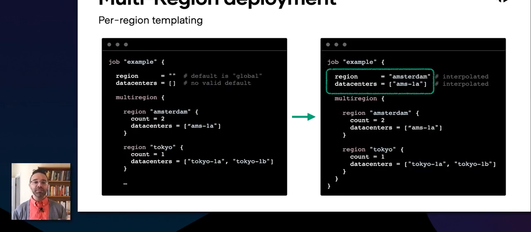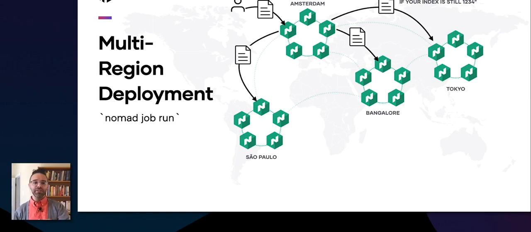Each region is going to get a slightly different version of the job. So fields like region or data centers get interpolated with the values from the multi-region stanza. That receiving region is going to query all the other regions for their existing version of the job. It's going to get the version and the current check index. We're going to use the highest version of the job that all the regions know about, and we're going to forward the interpolated copy of the job to each region using that region's check index.